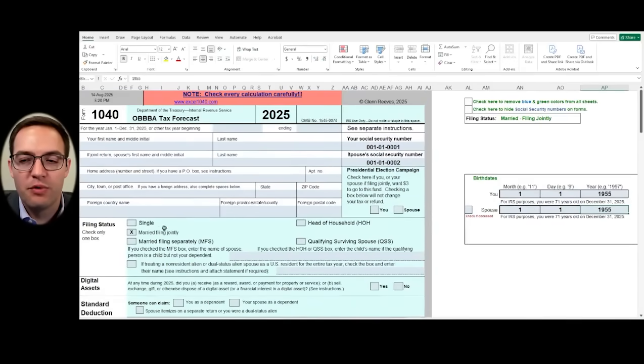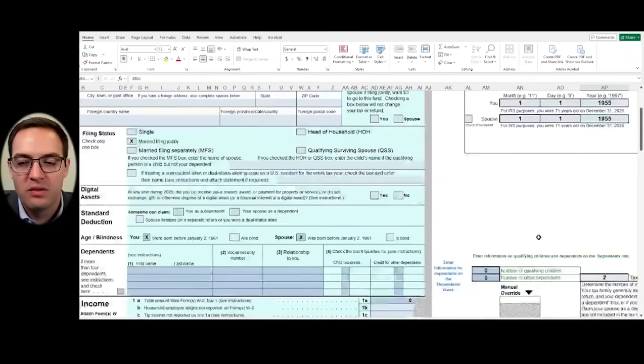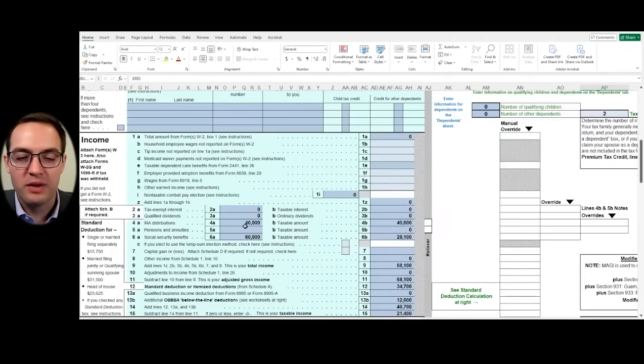But let me do the couple first. So again, I've typed married filing jointly, and I have their dates of birth. Again, just that they're over 65 is the important piece there. And I have IRA distributions of 40,000. So they're pulling money out of their IRA to live off of, just to supplement their income. And then 60,000 of Social Security. So like Hans mentioned, they have 100,000 of total income coming in.